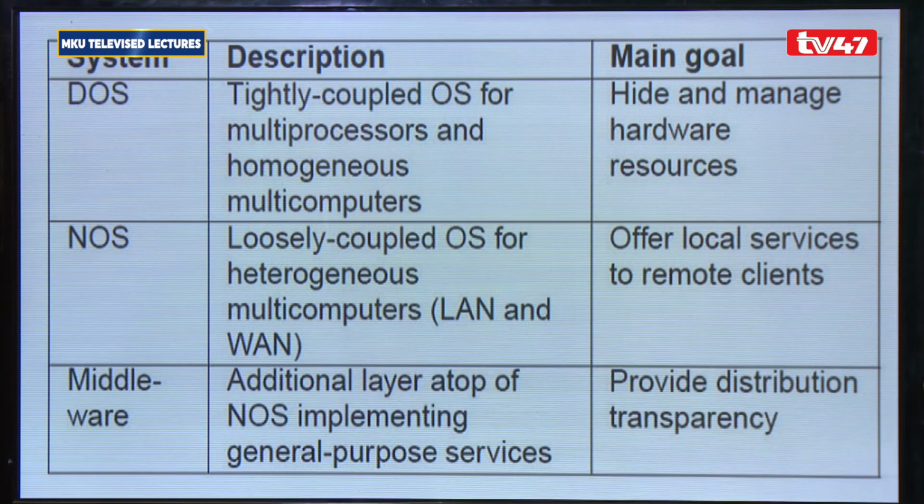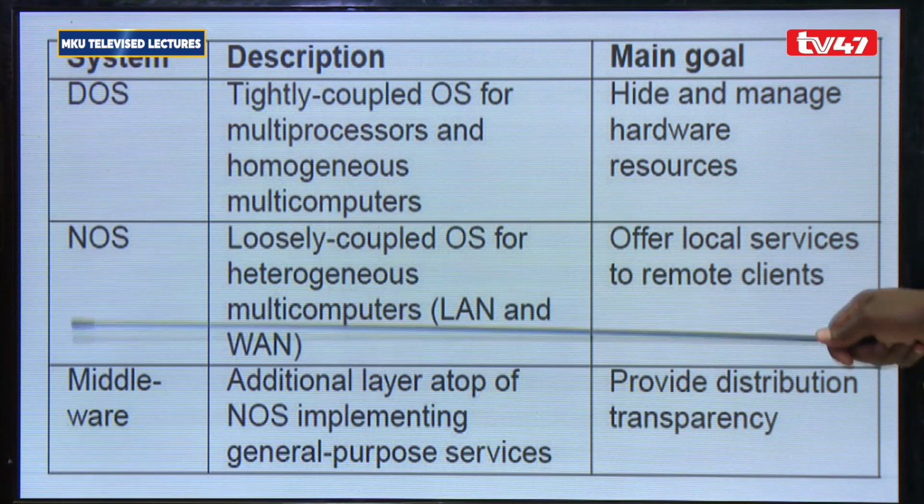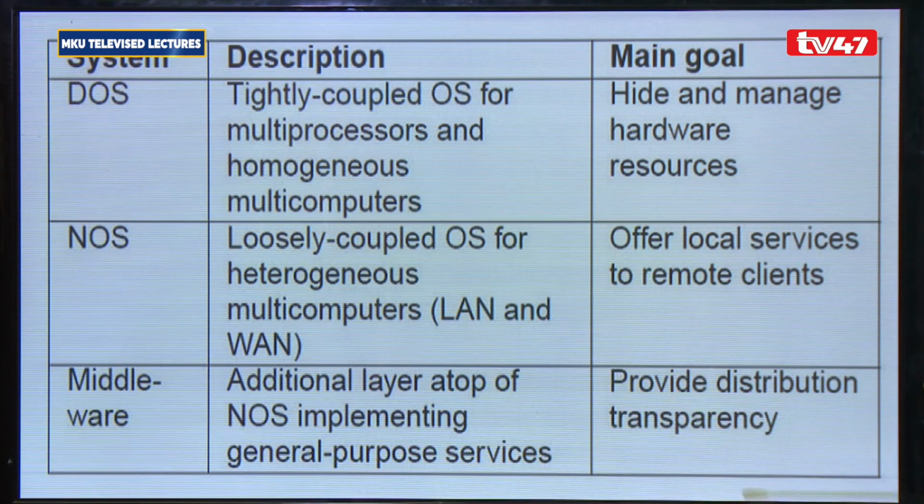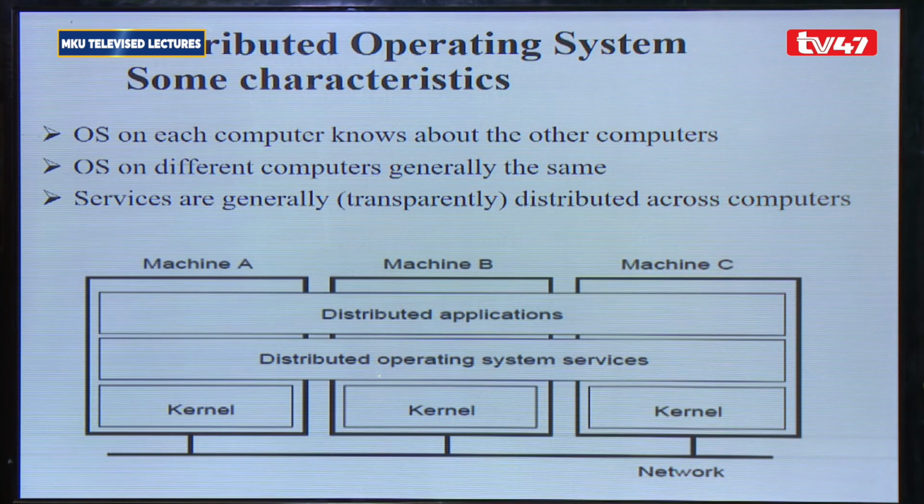Middleware is an additional layer on top of the NOS, the network operating system, implementing general-purpose services to provide distribution transparency. So you need to separate these, because you can be tested, and you need to build such a matrix so that you're able to explain it in a better way. So let's continue. Distributed operating system.